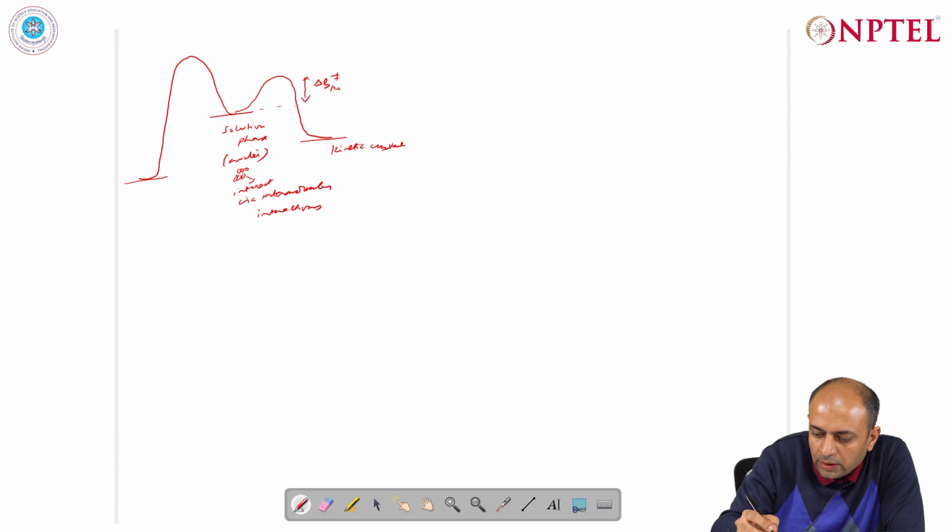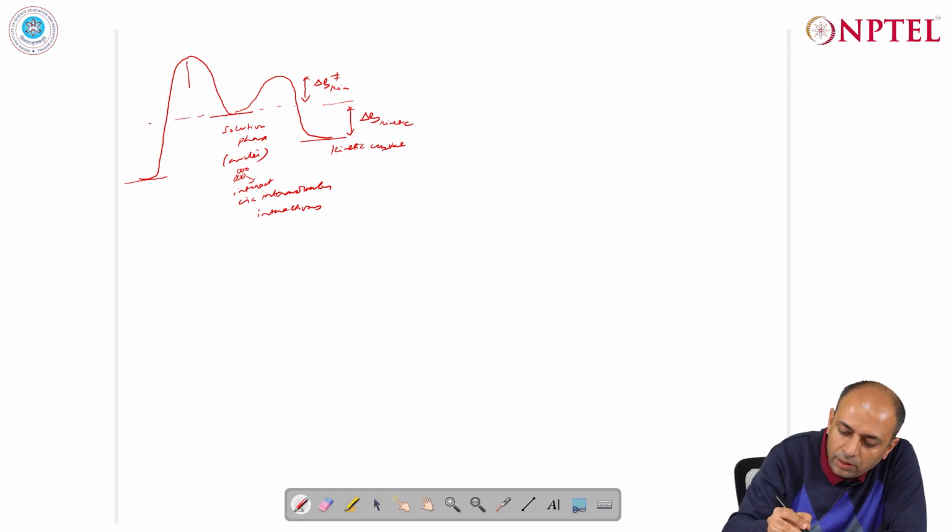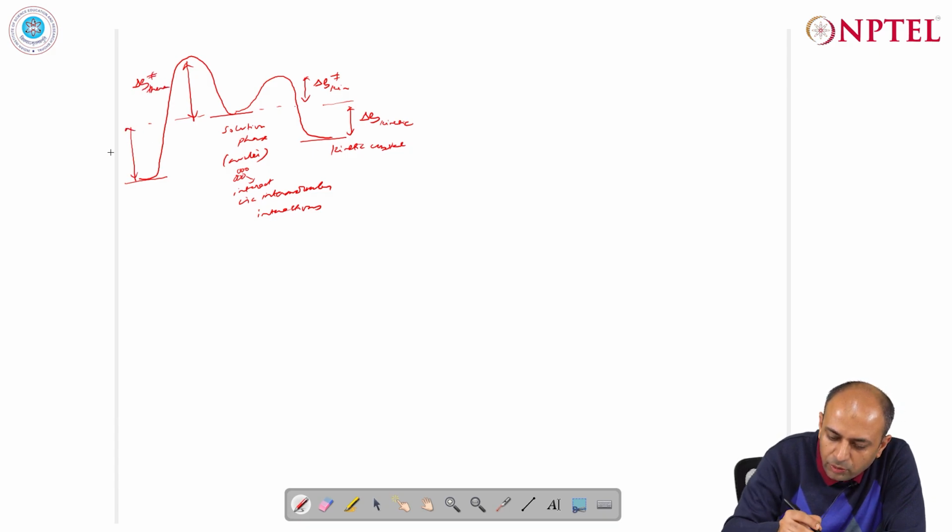and we call this delta G kinetic, and this is the change compared to that of the parent phase, or the solution phase, from which the crystallization takes place. So this is the delta G kinetic, whereas you can have a much higher barrier, which is delta G thermodynamic, and this will lead to the formation of the thermodynamic crystal.